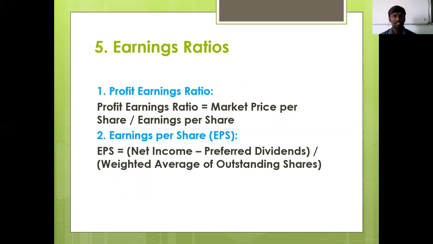And the fifth one is the earnings ratio. The earnings ratio has two categories: the price earnings ratio and earnings per share. Price earnings ratio equals market price per share divided by earnings per share. And earnings per share equals net income minus preferred dividends, divided by the weighted average of outstanding shares.